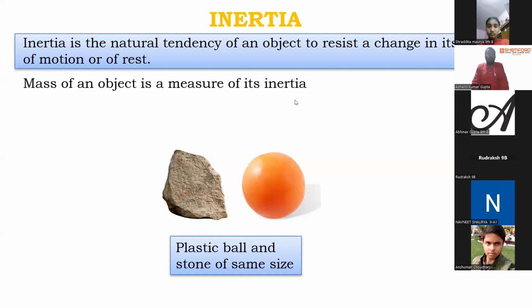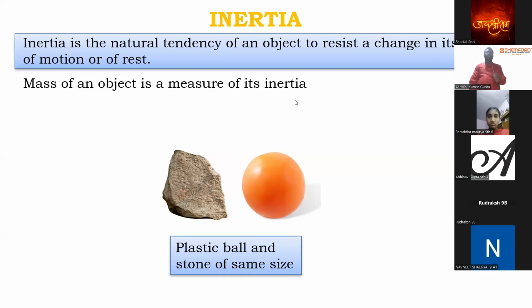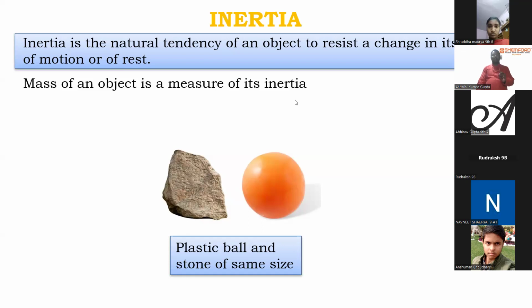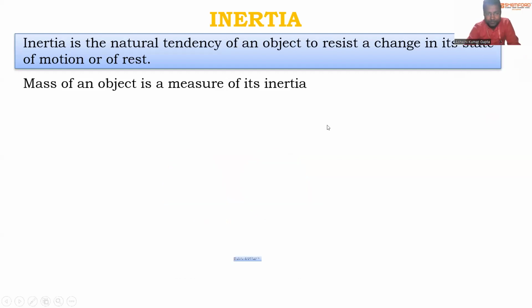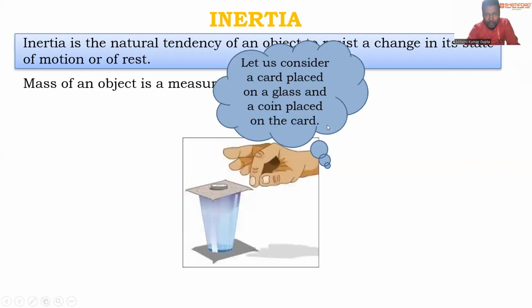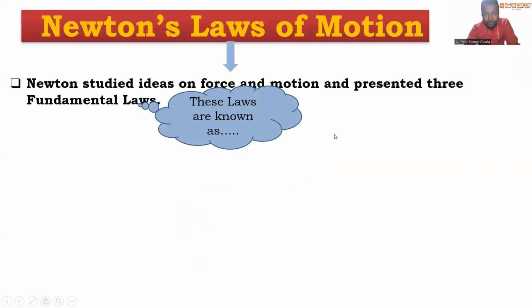Okay, so as I told you, the stone will offer more inertia as compared to the plastic ball because of its more mass, right? So moving ahead now, this activity I have told you. Now coming to the first law of motion.